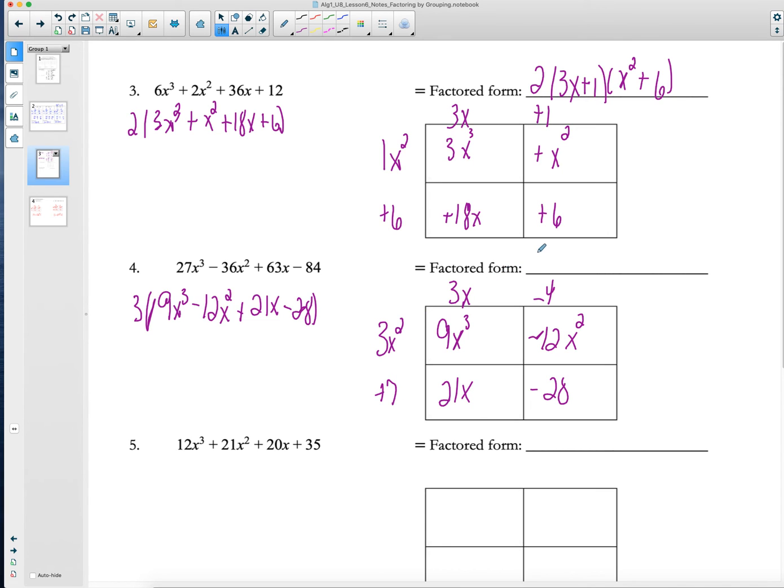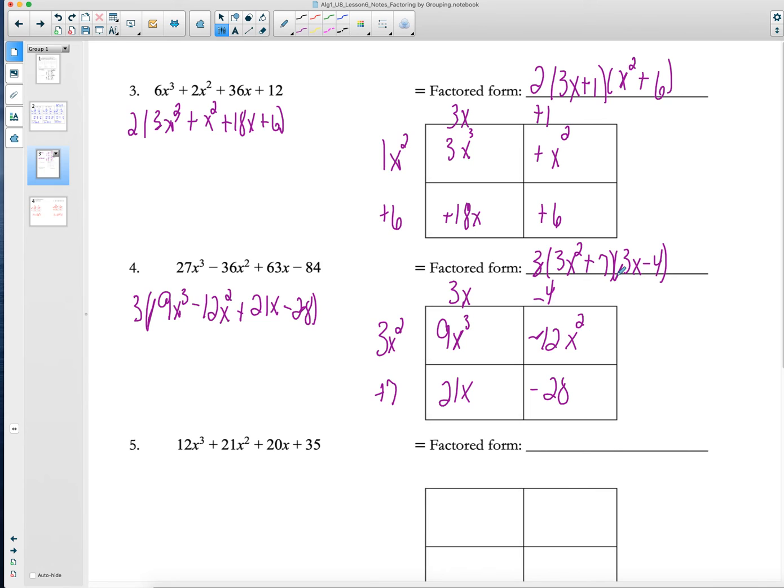Once again, make sure that you always keep that GCF out in front. So put that 3 there, 3x squared plus 7 and 3x minus 4, like so. So there's our factors.